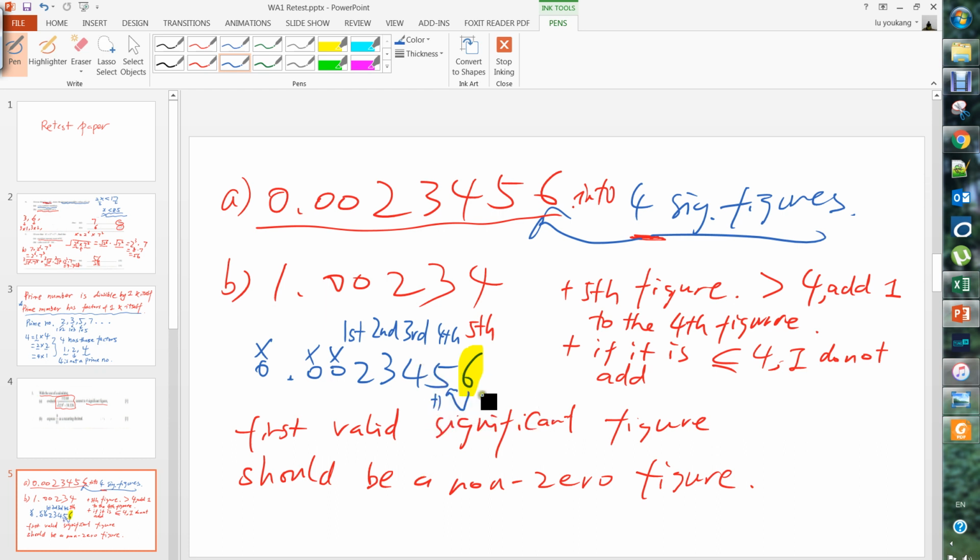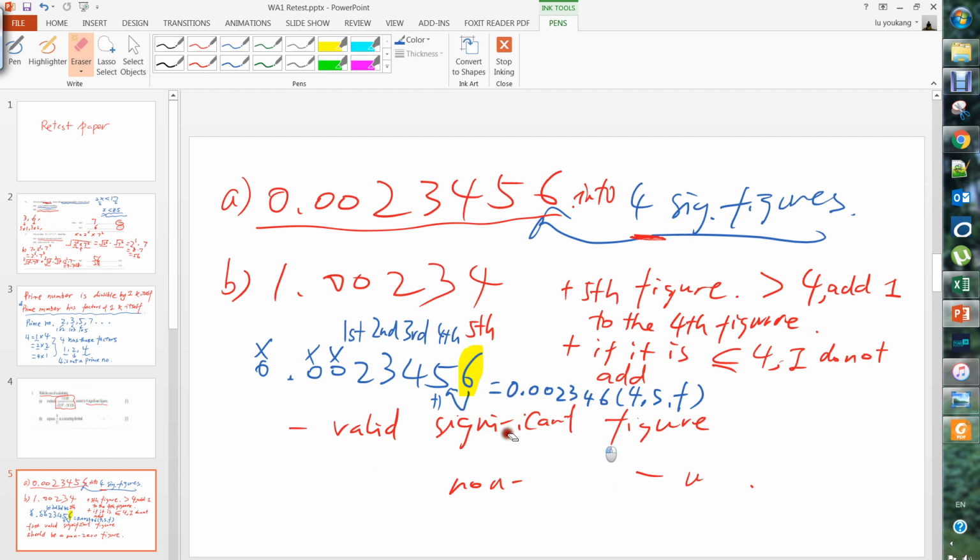So therefore the answer for this is 0.002346. So I need to write down 4 significant figures, short form. Okay, good. So let's look at part B. Let me erase this.